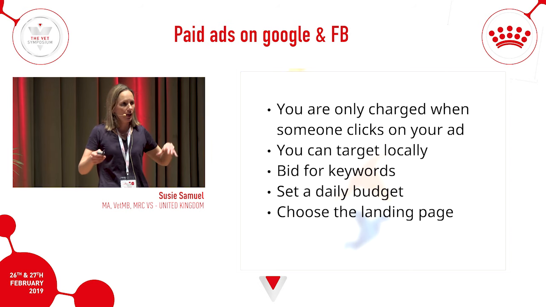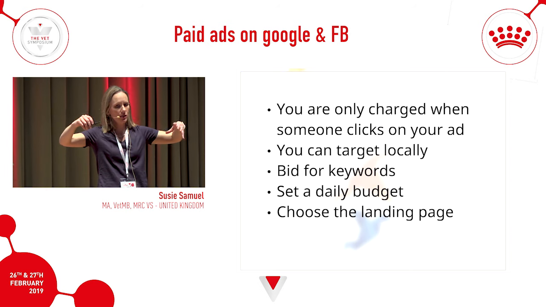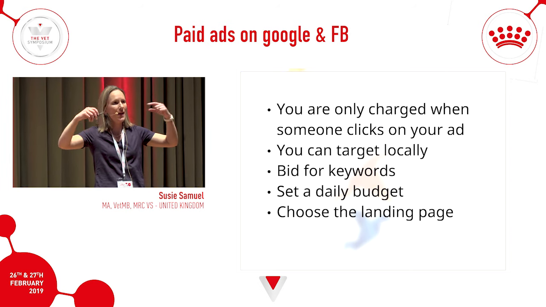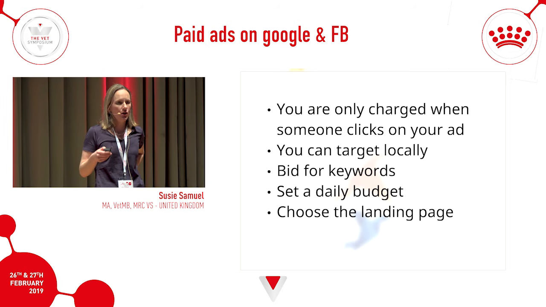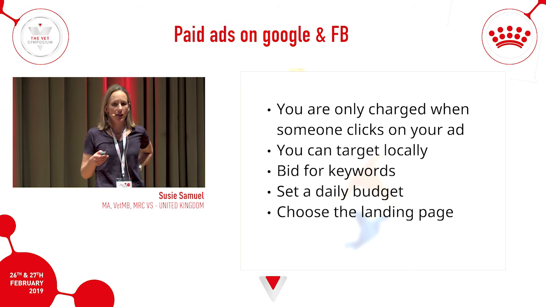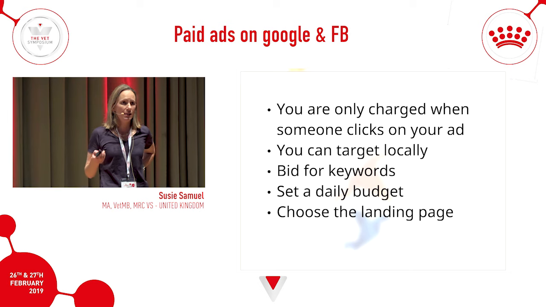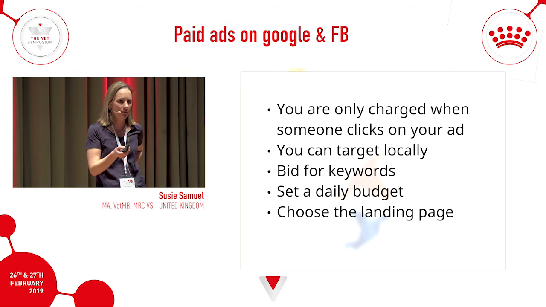So Google Ads work if you're not appearing through search engine. If you're not appearing naturally at the top, you can pay to be at the top. As we discussed, you're only charged if someone clicks on your ad, and you can target based on location, just like with Facebook. But this time you're bidding for keywords, so you're bidding for if somebody types this in.